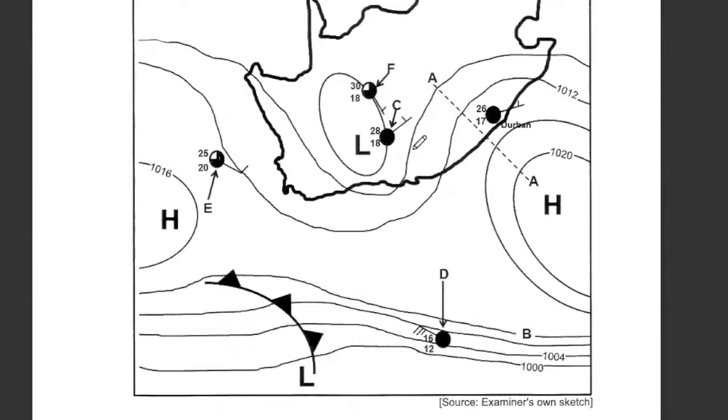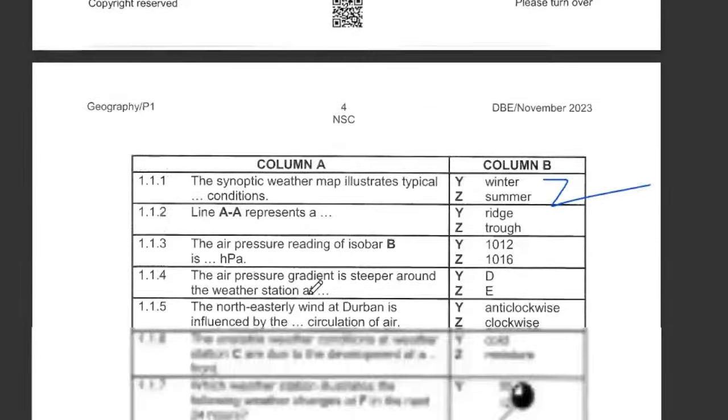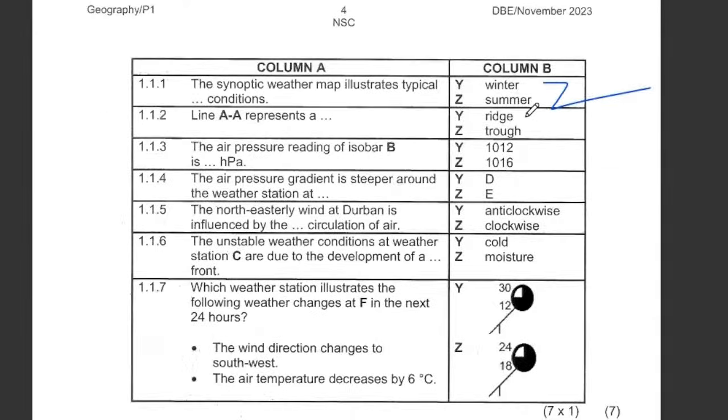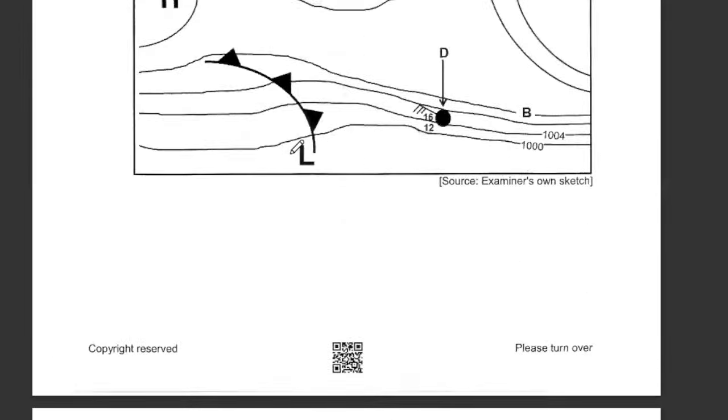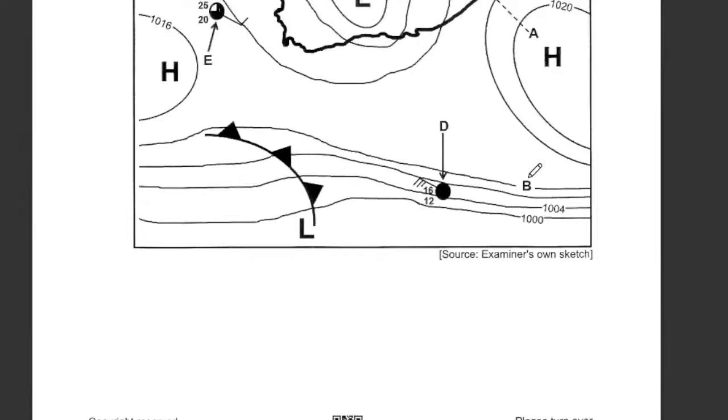is an elongated high pressure. And we know that if the high pressure is elongated, it forms a ridge, which is Y. Next, the air pressure reading of I over B is thus hectopascal. We come to B is here.